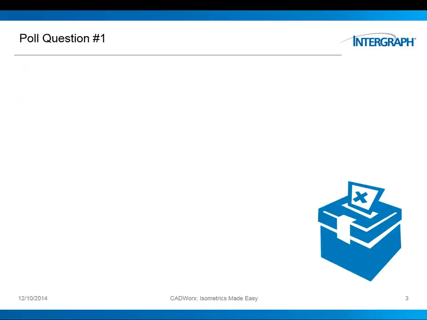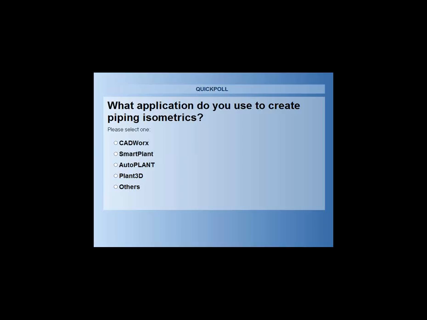Okay, so it's time for our first poll question. So over to you, Angela. Thank you, Tox. Okay, so yes, as mentioned, we do have a poll question, and the question appears on your screen. It is, what application do you use to create piping isometrics? So we have CADWorx, SmartPlant, AutoPlant, Plant 3D, or others. So if you can please select the answer that best applies to yourself, that would be much appreciated.